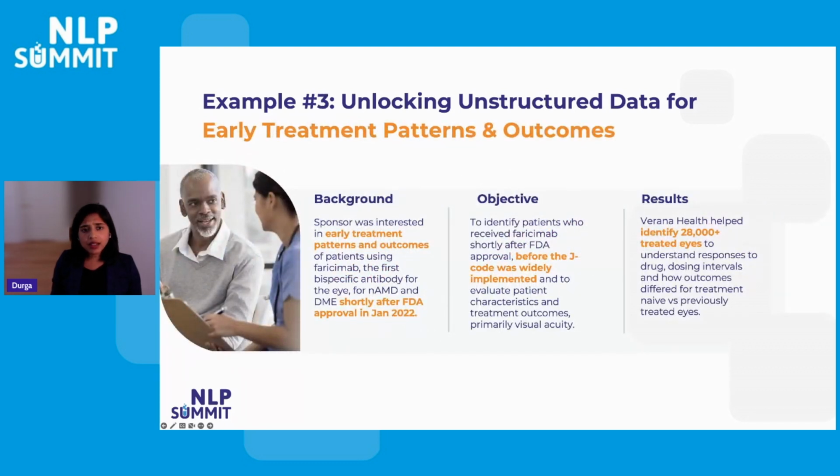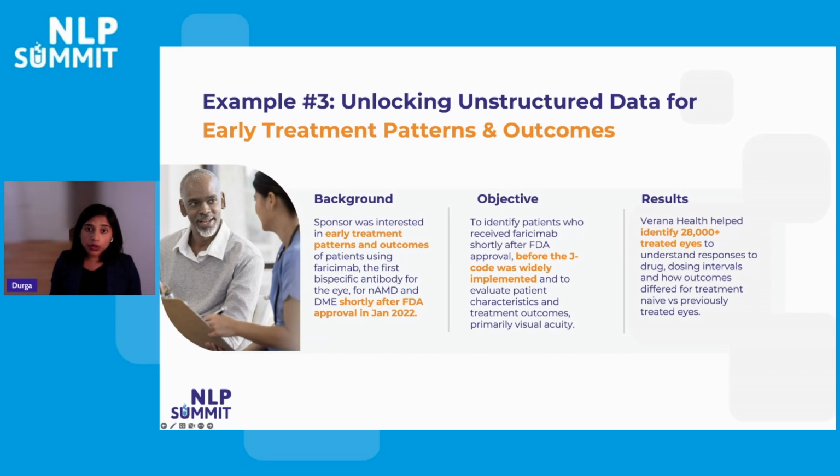Lastly, unlocking unstructured data is a great way to identify early treatment patterns and outcomes when a drug first comes to market. In this case, the sponsor was interested in early treatment patterns and outcomes of patients using faricimab, the first bispecific antibody for the eye, for age-related wet macular degeneration and diabetic macular edema. And they wanted to do this very shortly after FDA approval in January of 2022.